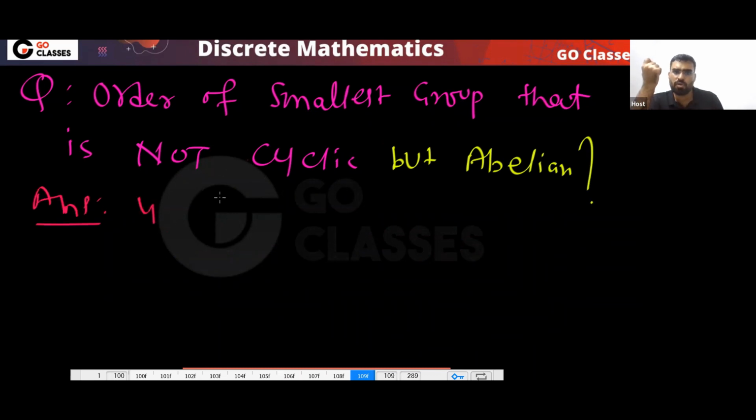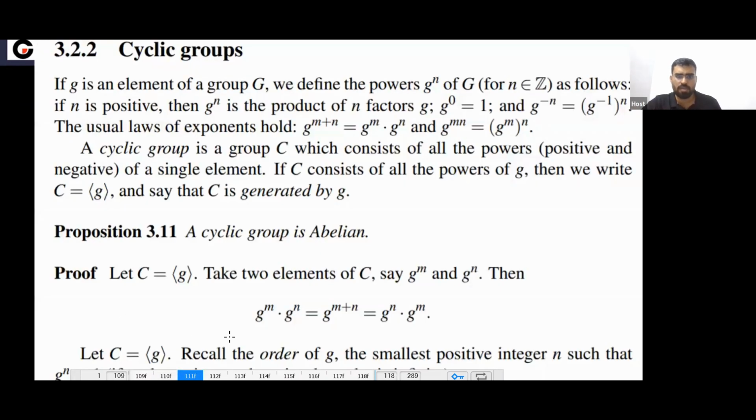Now again the answer will be 4. The answer will be the same. The answer will be 4. So every cyclic group is abelian. The proof is very simple.